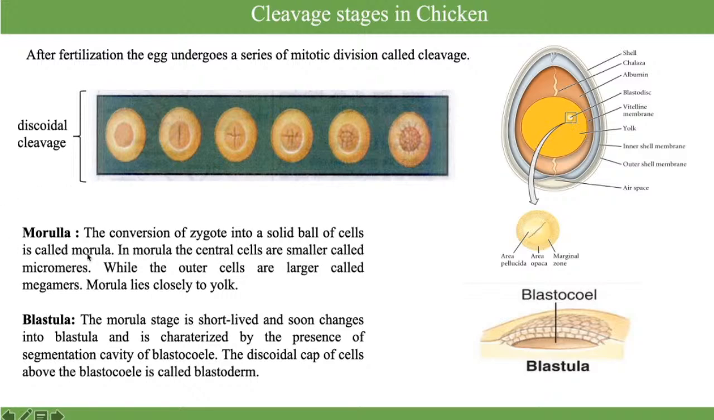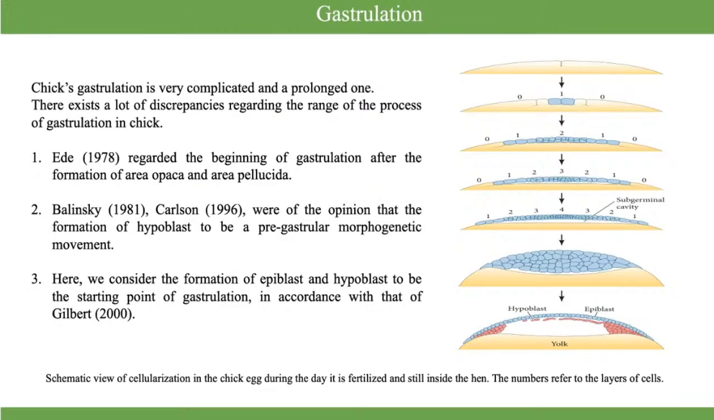The life of the morula is short, so it's short-lived, and soon it changes into a blastula, which is characterized by the presence of a segmentation cavity. This segmentation cavity is known as the blastocoele. You see over here this cavity, this is known as the blastocoele. And the discoidal cap of cells above the blastocoele is known as the blastoderm.